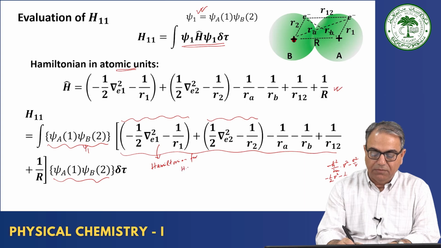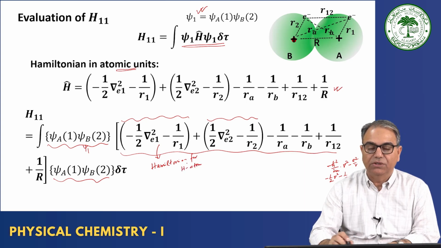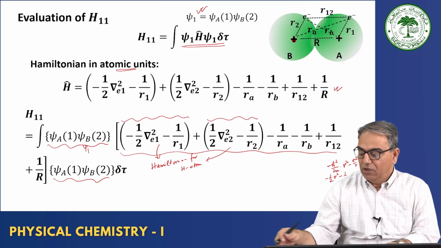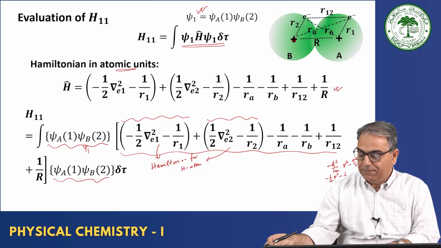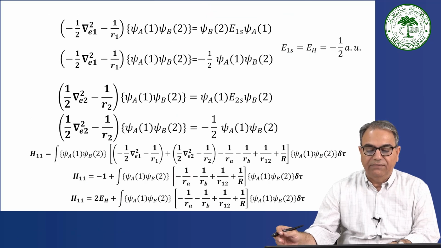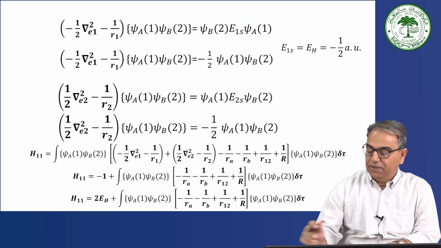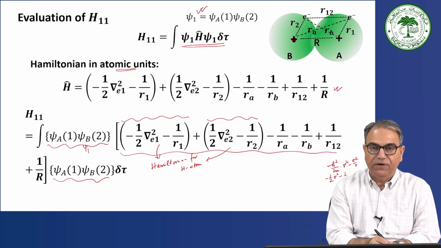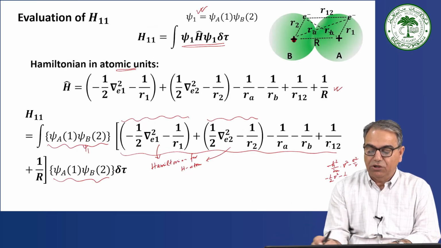For the hydrogen atom, there should not be any confusion about why I have clubbed these two terms. The same is the case with this one also. Now if you want to solve this Hamiltonian separately with the wave functions, this is your operator and this is your function. So you operate with the whole operator H on the psi a1 psi b2 function.